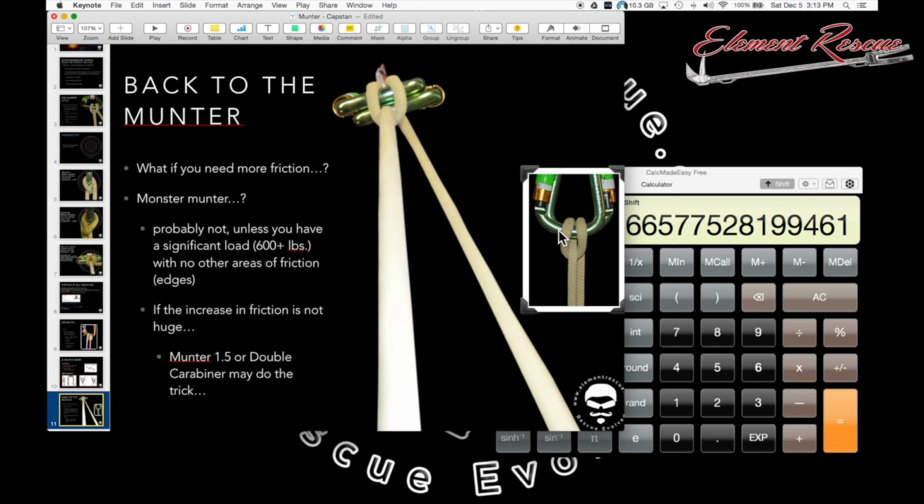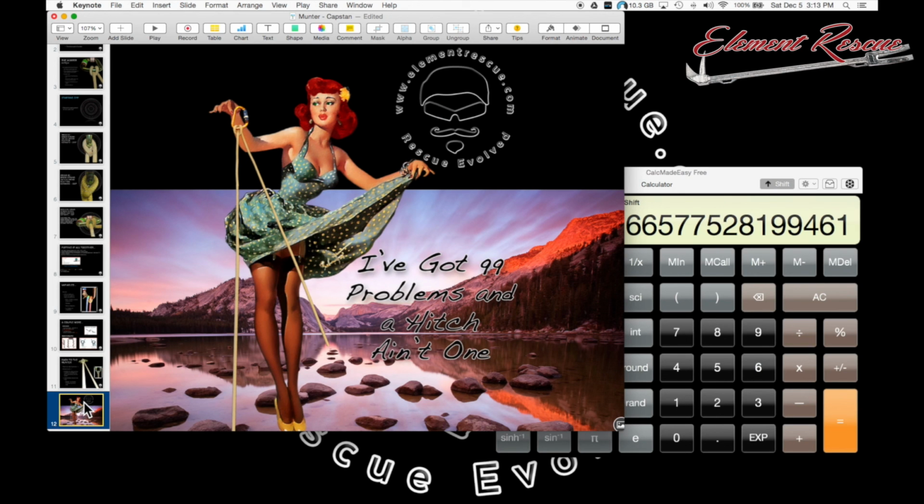So if we're doing an emergency egress, we know we're wearing a bunch of kit, just adding that second carabiner in there may make the difference for you, to where you can have a much more controlled, smoother descent on that. So that is it. That is the Capstan equation as it applies to belt friction and descent control devices.